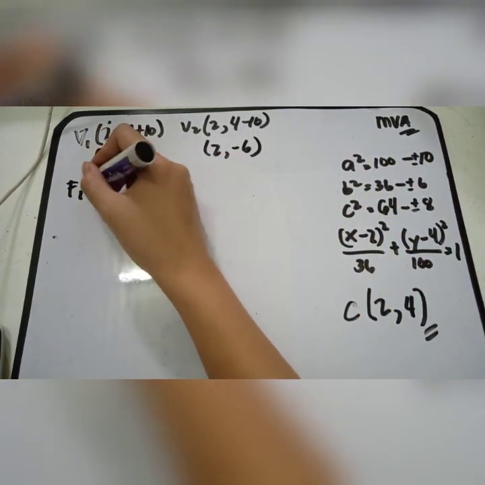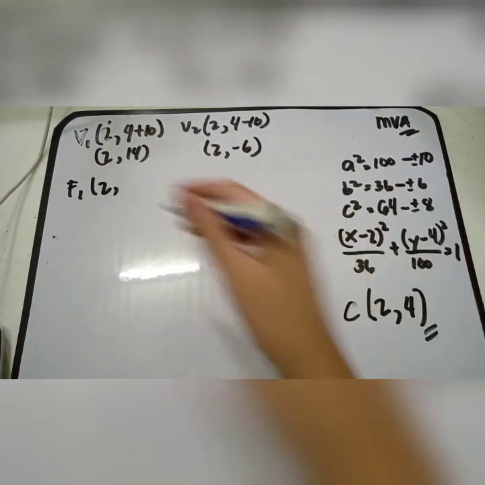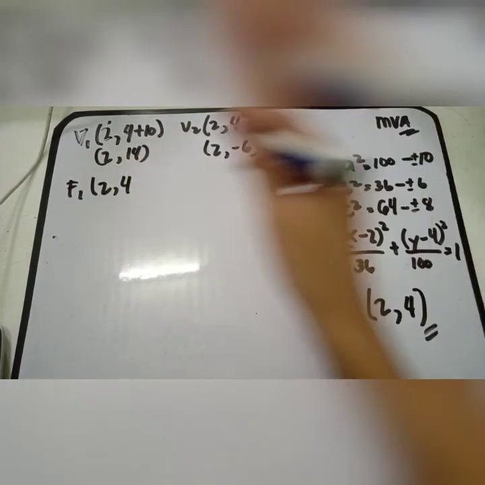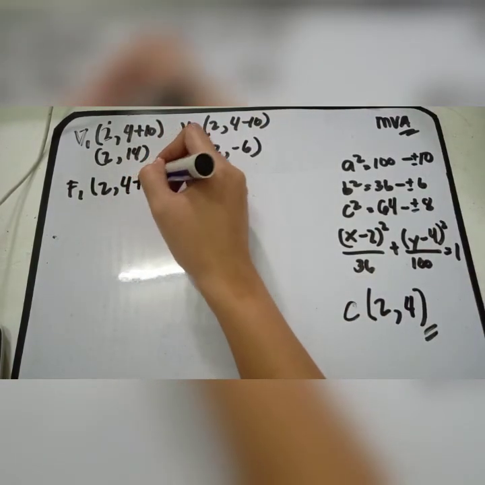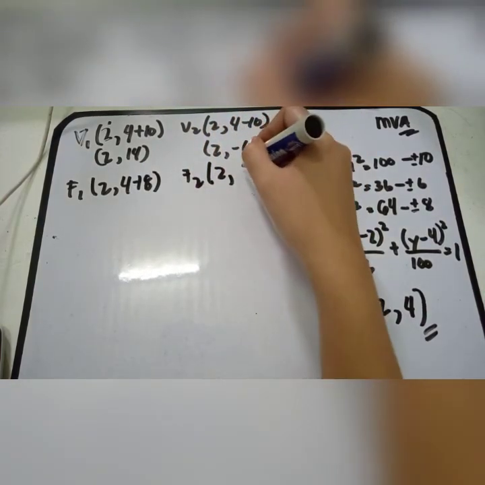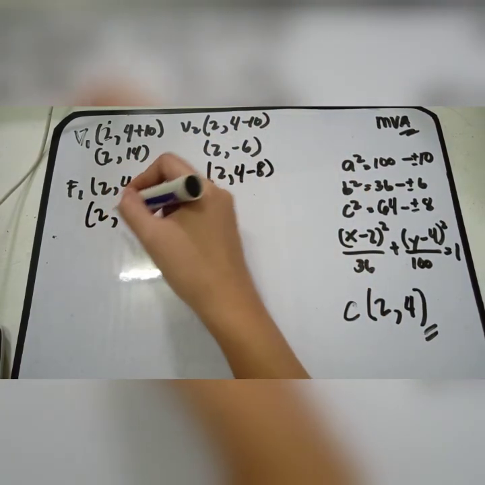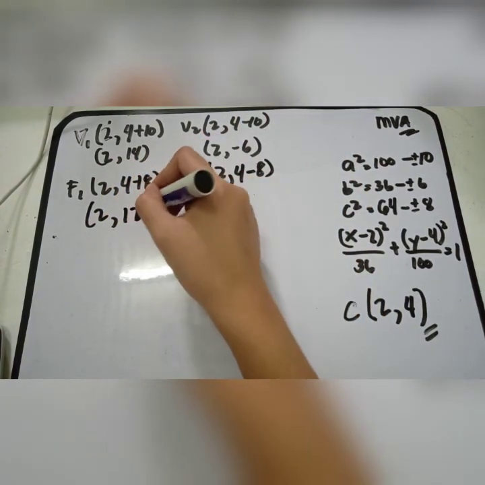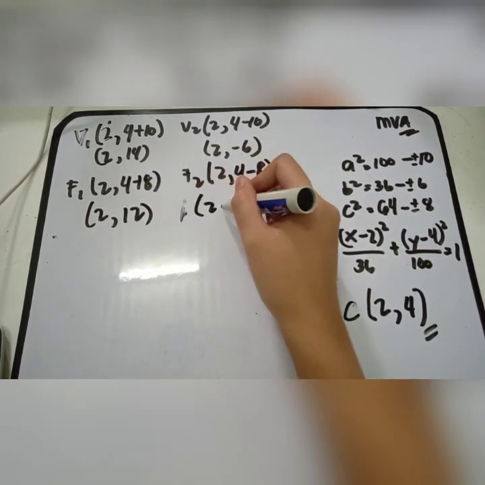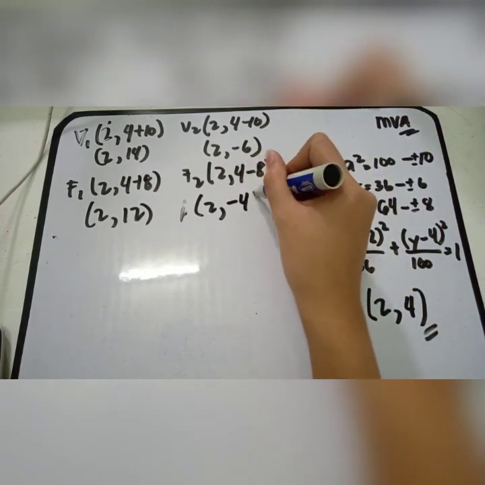Okay, for foci, so 2, 4. What is the value of C? It's plus or minus 8. So plus 8. For focus 2, it's 2, comma, 4 minus 8. So simplify. So 4 plus 8 is equal to 12. And then 4 minus 8 is equal to negative 4.